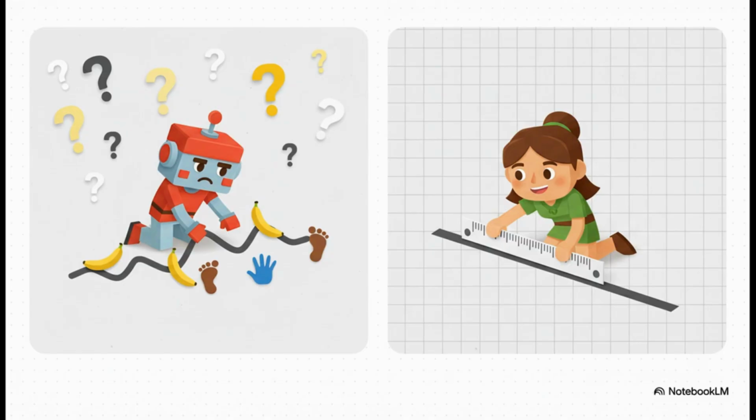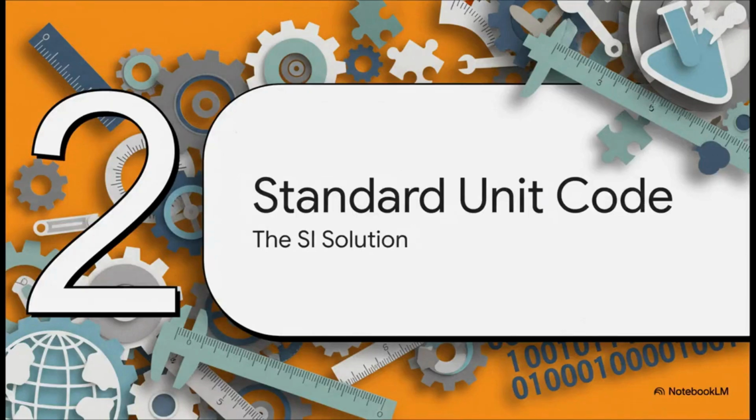But on the other side, we have standard units like the meter. The cool thing is, everyone, and I mean everyone, agrees on exactly how long a meter is. That makes it consistent and totally reliable. Okay, so if bananas are a no-go, what's the big solution? Well, it's time to crack the code of standard units. This is like the universal language of measurement that helps our whole world make sense.